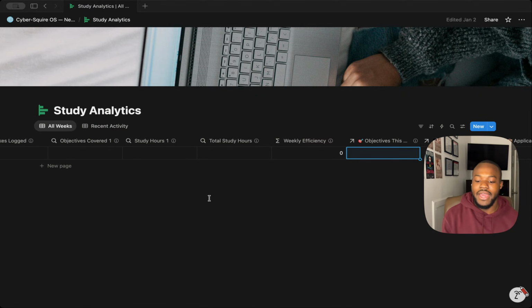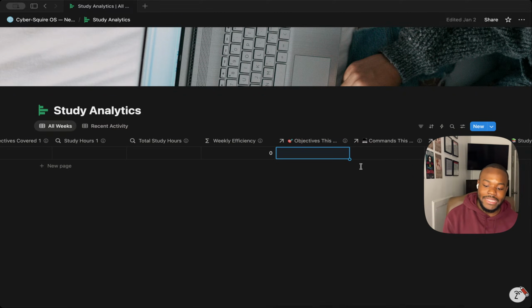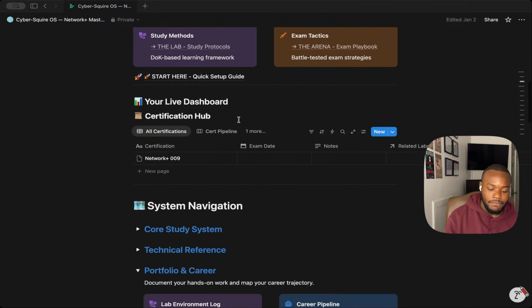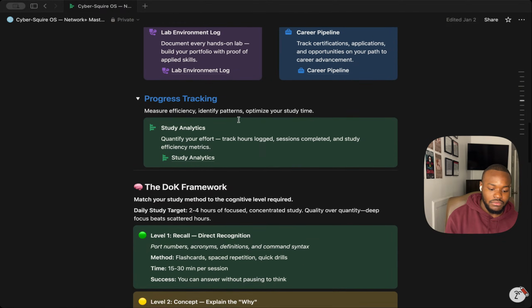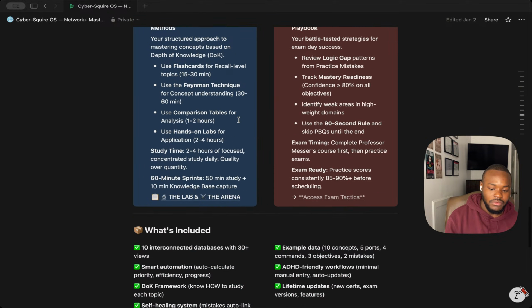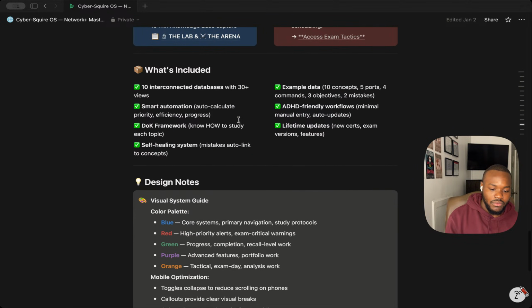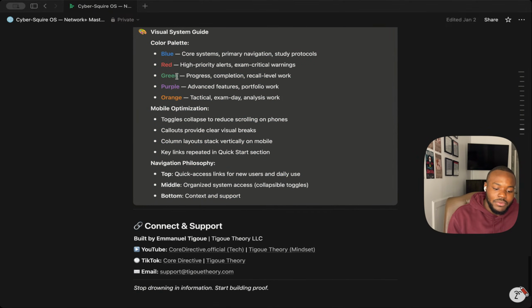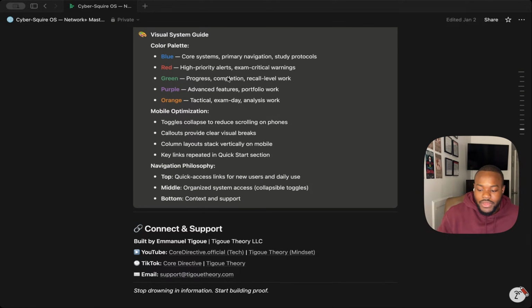Now we go to application center. We move down. What's included? We have 10 interconnected databases, smart automation, cool. Brief rundown of the template. And of course, I'm going to tell you, we have Professor Messer.